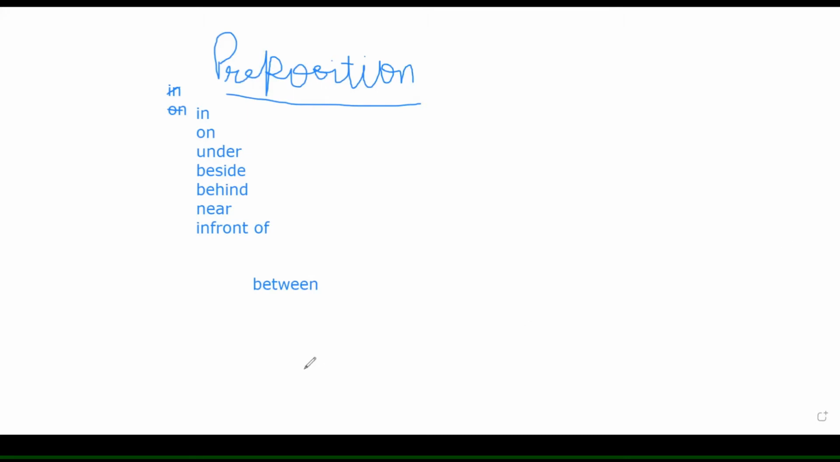Yes, Rudra, tell me. What is the meaning of preposition? Very good, Aditya. Correct answer. Prepositions tell us where a thing, person or animal is. Okay, very good. Anybody else who would like to tell me? Let me ask Aditya. Yes, Aditya. What do you mean by preposition? What does it tell you?